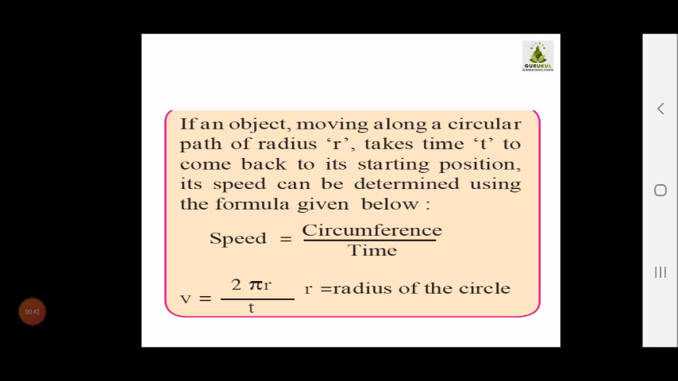Now we can write the formula v is equal to 2 pi r upon t, where r is the radius of the circle. This formula is applicable when the object is in circular motion.